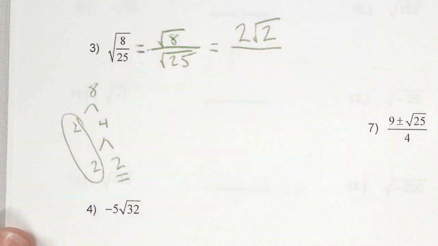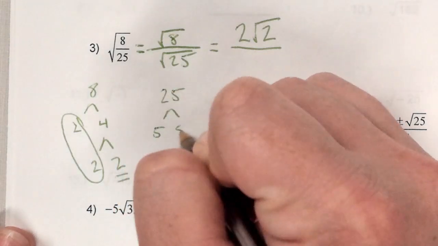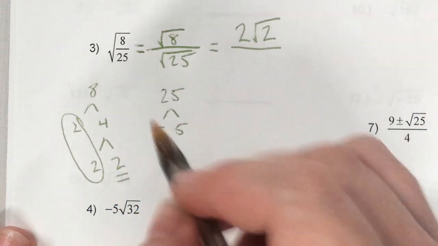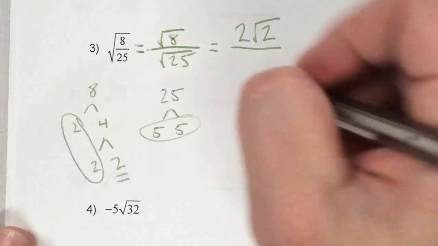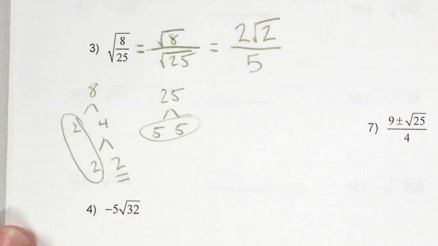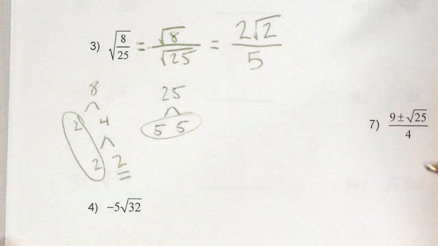What about 25? Well, it's 5 and 5. Don't those match? Yeah, so it's a perfect square. Did I have anything left over? Therefore, there is no more house. Do not put the radical back. Okay, it's just 5. So knowing that, does 2 over 5 simplify?